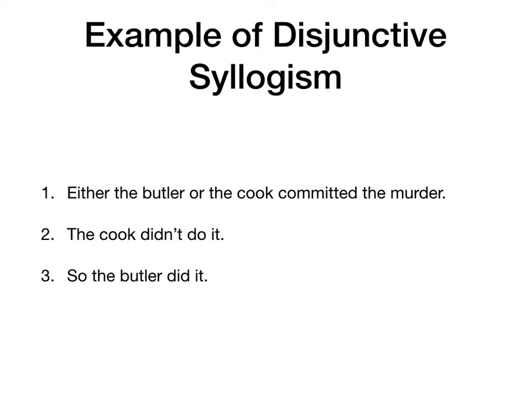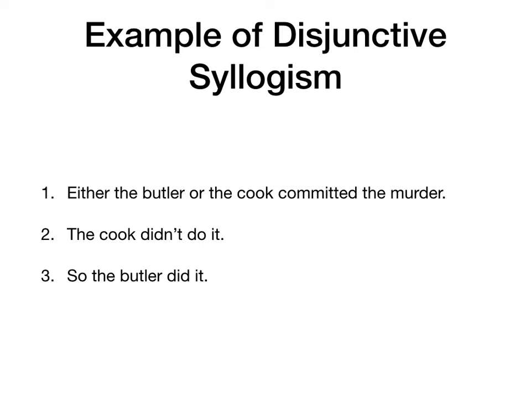Either the butler or the cook committed the murder. The cook didn't do it, so the butler did. That's the stereotype. I don't know why that is. I don't know what murder mystery had the butler, probably something Agatha Christie wrote. Anyway, butler, cook did it. Cook didn't do it, so the butler did it. That's an argument by elimination, an example of the disjunctive syllogism.